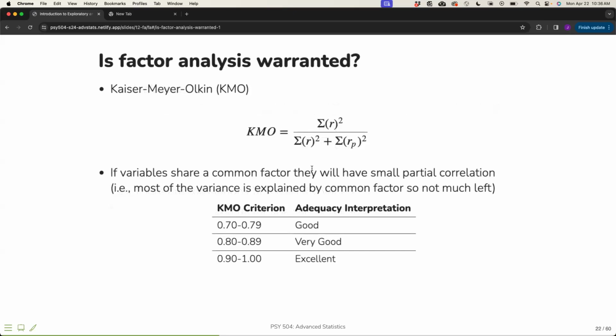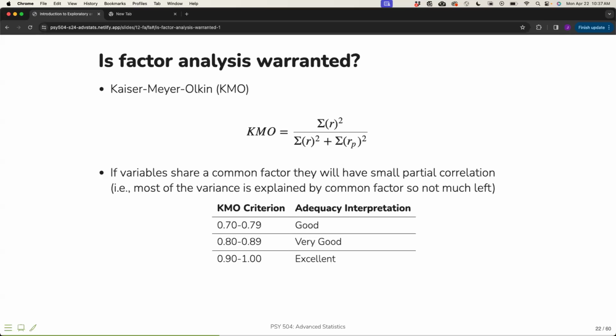The second test we're gonna perform is the Kaiser-Meyer-Olkin test, or the KMO test. And this test looks at the sum of the correlations squared divided by the sum of the correlations squared plus the sum of the partial correlations squared. Does anyone remember what a partial correlation represents? Kind of think back to when you learned correlations. So partial correlations represent the unique relationship between two variables, partialing out all the other variables.